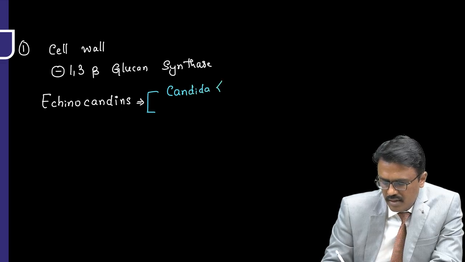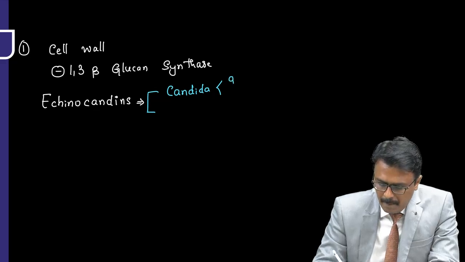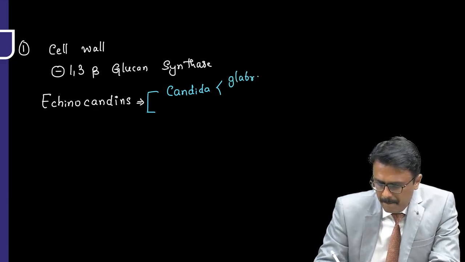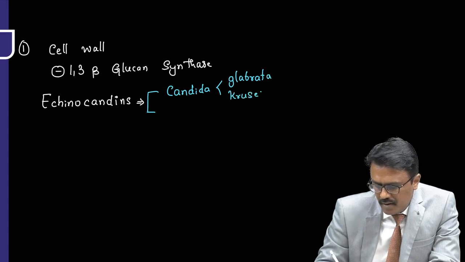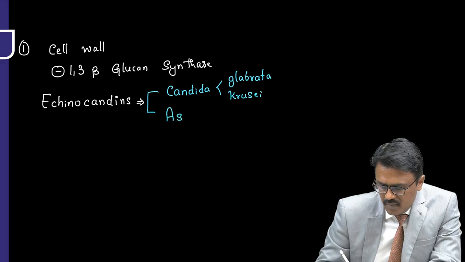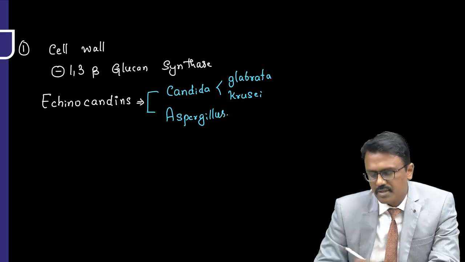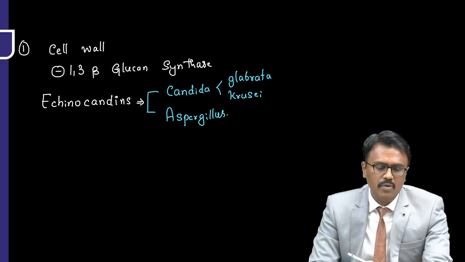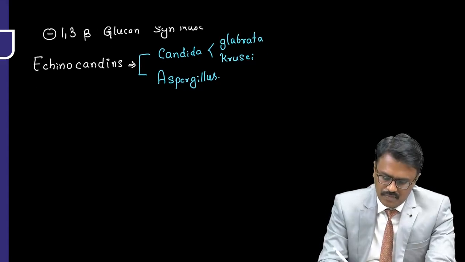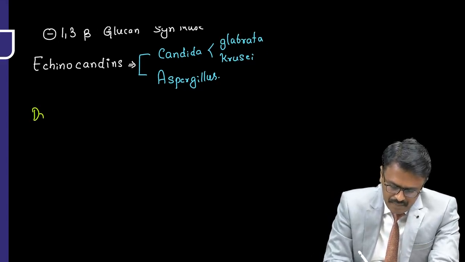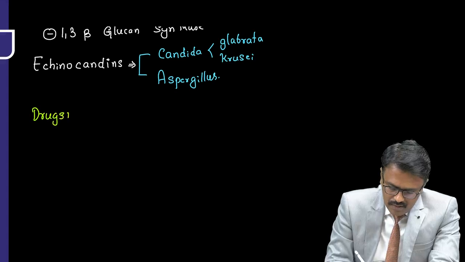So they are used in Candida glabrata and Candida krusei. It is also used in Aspergillus infection. So that is the use of echinocandins. That is a group name, sir. What are the drugs here? Now the drugs here, they end with fungin.